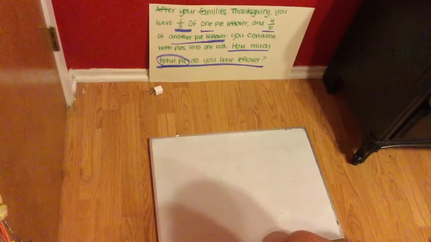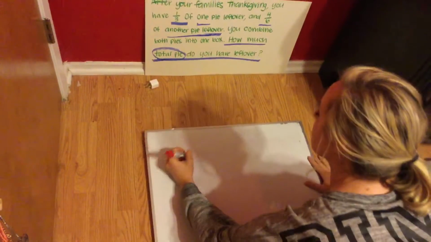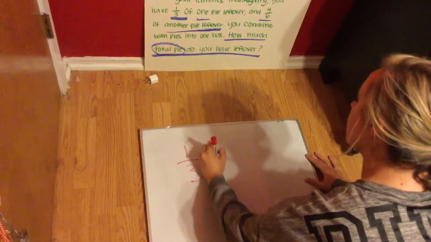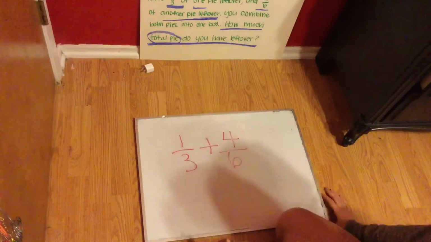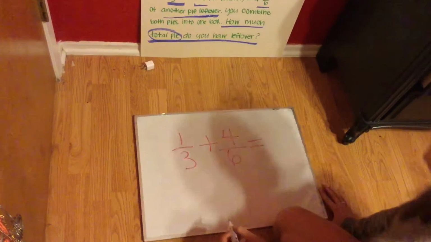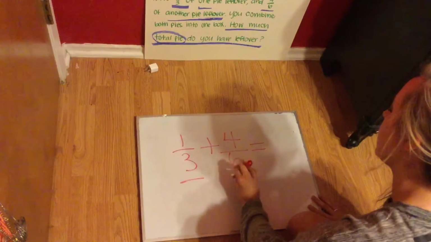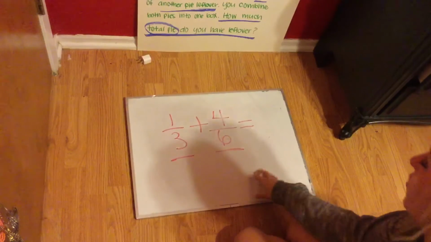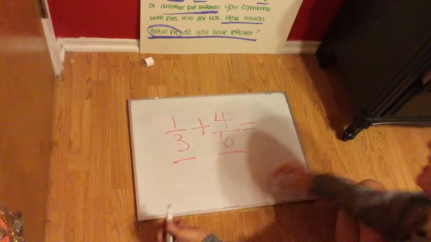Okay, so first, I'm going to write our two numbers down. So we have 1/3 of the first pie plus 4/6 of the second pie. So we need to add these together. Now first what we need to do is we have to make the two denominators equal. So first we need to find the least common multiple of 3 and 6.